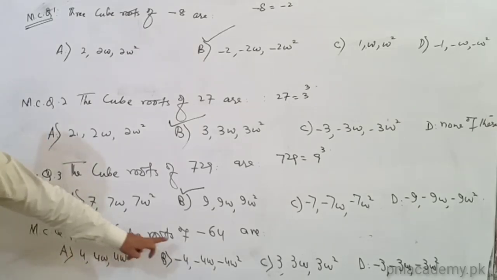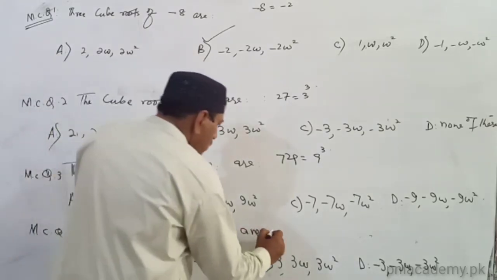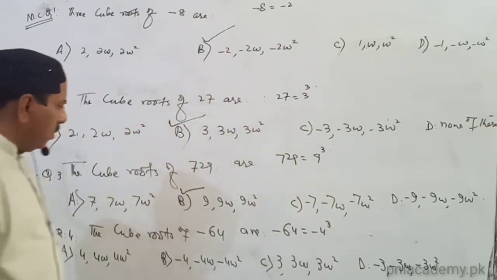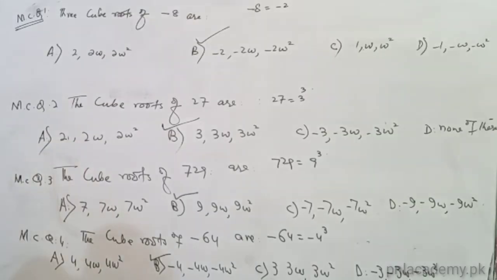Now the cube roots of minus 64. Similarly, minus 64 is equal to minus 4 cube. So the roots are minus 4, minus 4 omega, minus 4 omega square. B is the correct option. Okay. MCQ number 5.